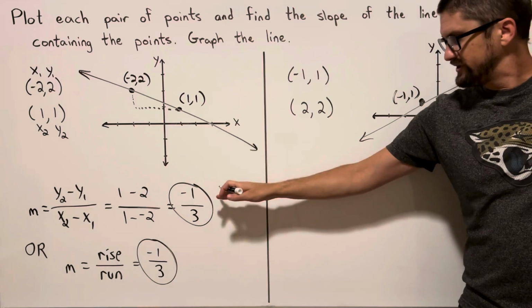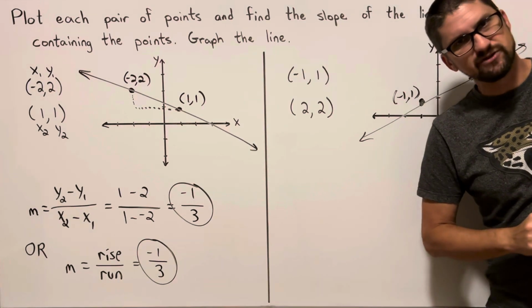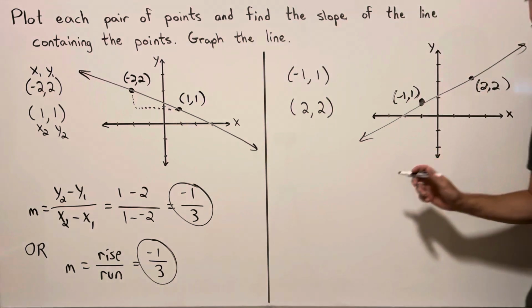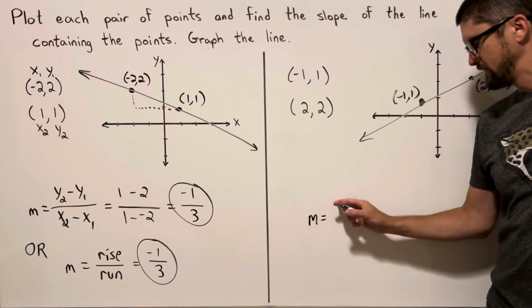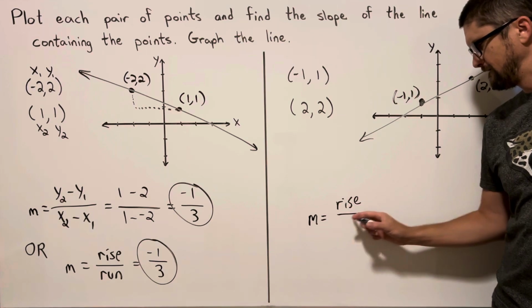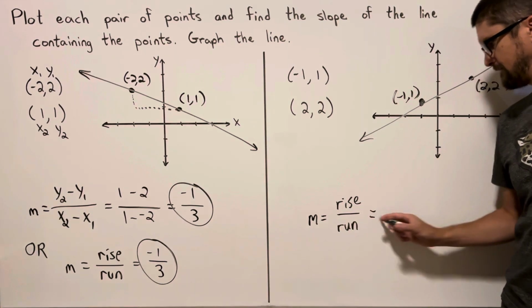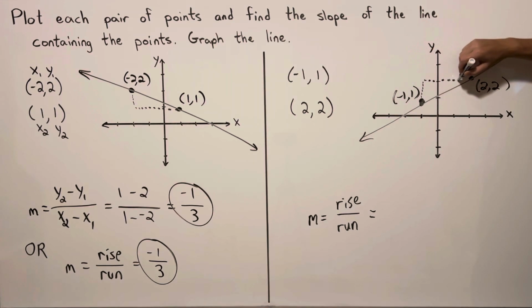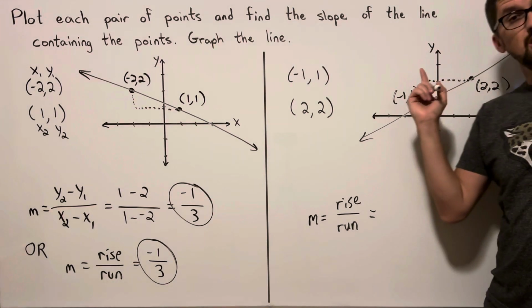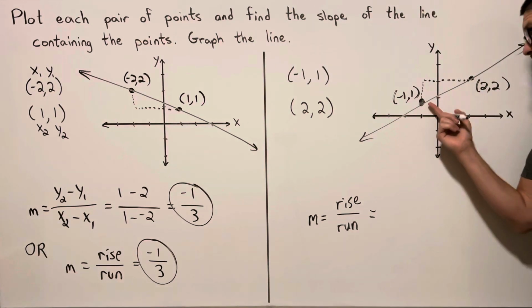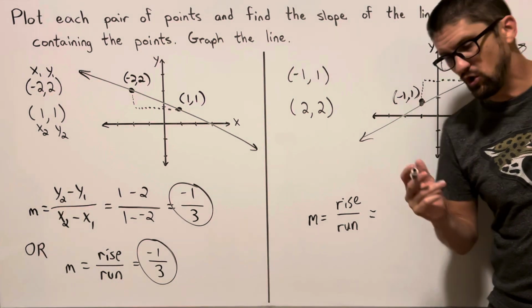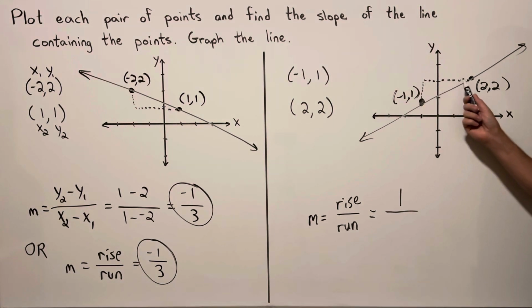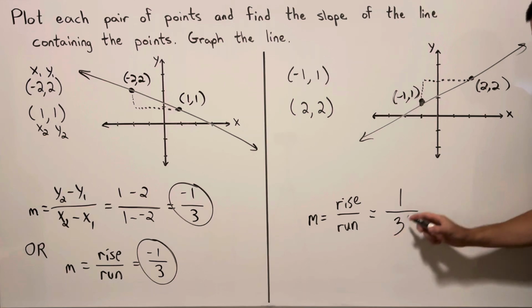Now you can either do the formula or the rise over run. If you already have the graph of it, it's probably easier just to do rise over run. All right, so this time the triangle goes up for the rise. So the rise here is going to be +1 unit. And then the run, go 1, 2, 3 units to the right. So this time the slope comes out to 1/3.